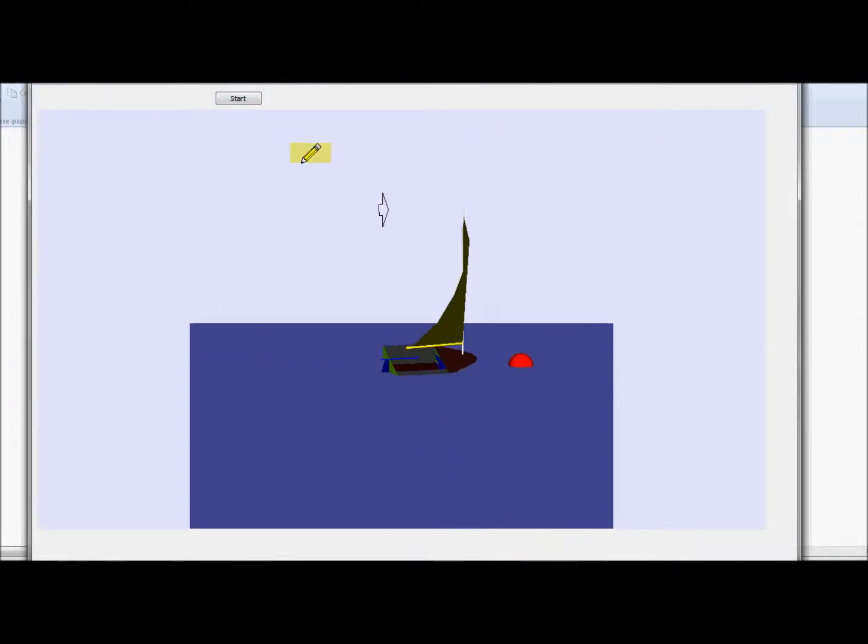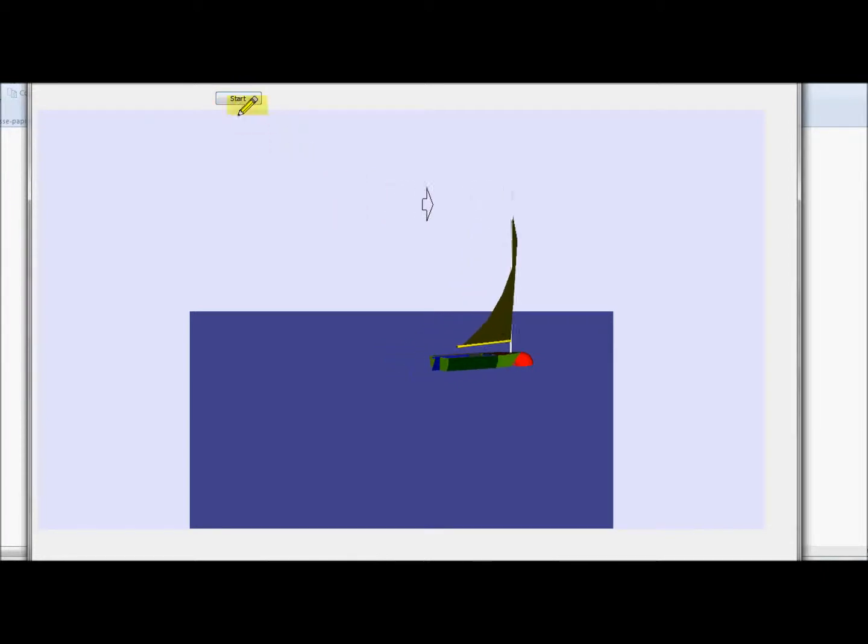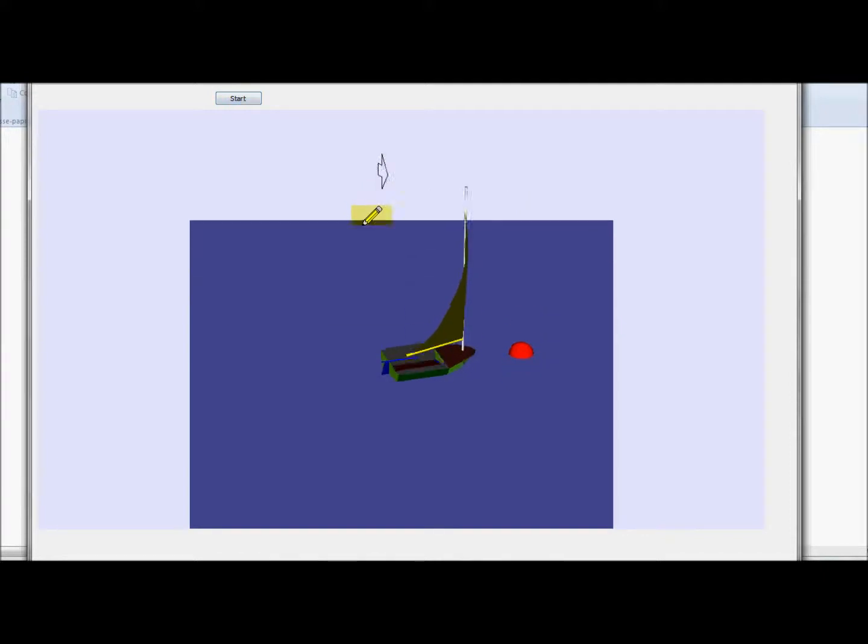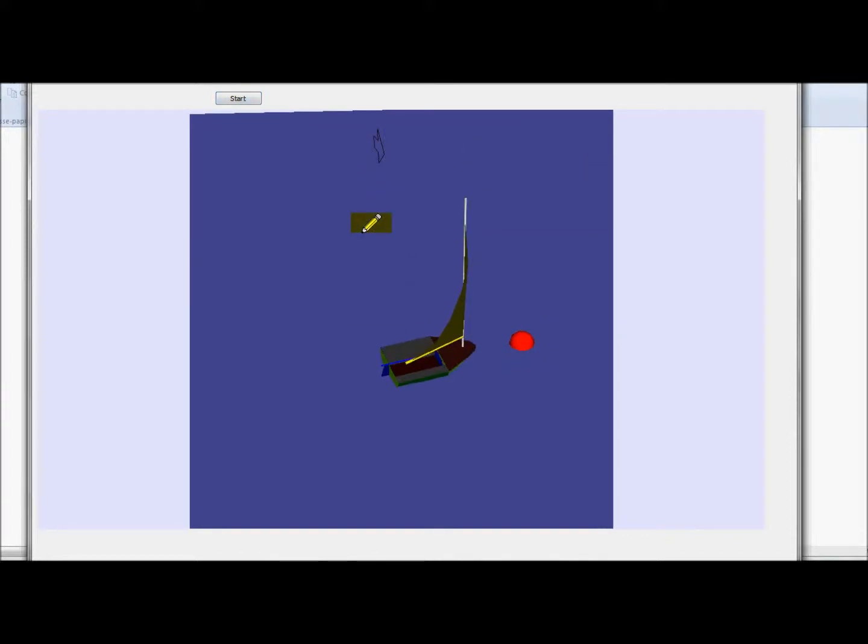So here is my sailboat. I will try to simulate it. I have the wind, which is represented by the arrow, and I will start the simulation. So it moves like this. I stop. You can see here that I can move the sail with the keyboard, okay, and I can move also the rudder.